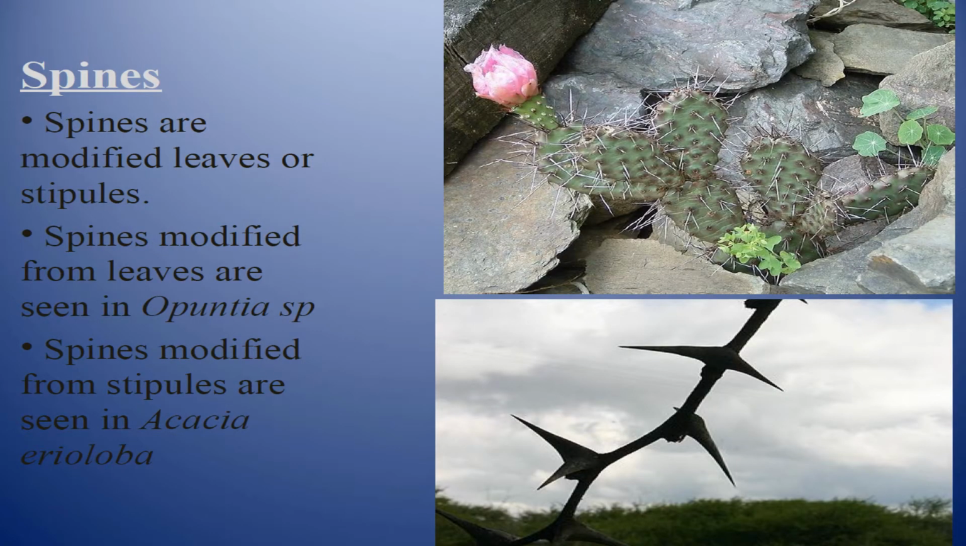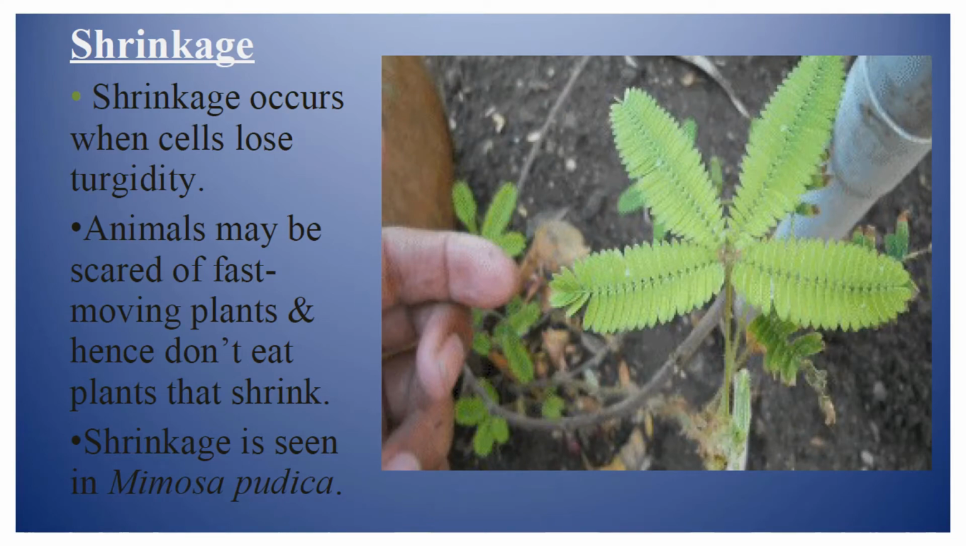Another constitutive defense mechanism is the production of spines by some plants. As you see in these two pictures here, this cactus has very sharp spines, and so is the case with this other plant as well. The spines protect these plants from different grazing animals. Some plants have the ability to shrink, for example, mimosa. Shrinkage is meant to scare the grazing animals away.